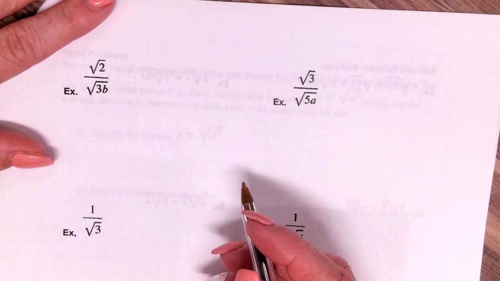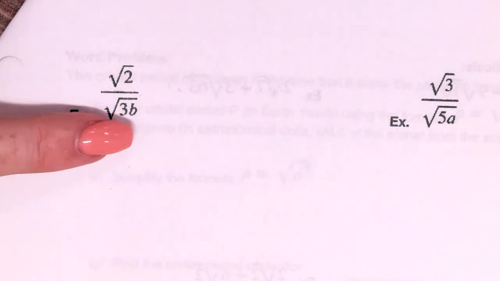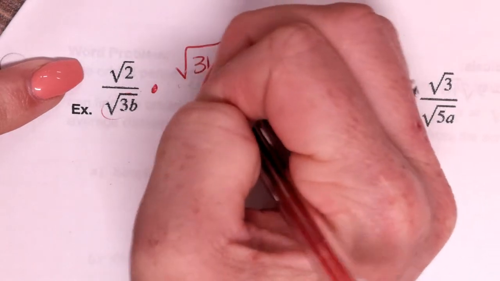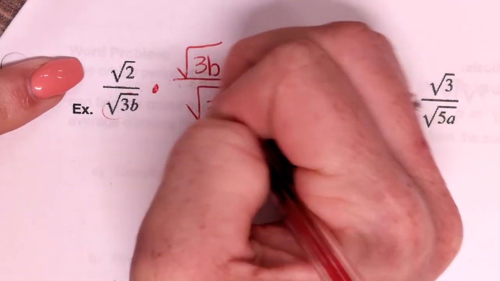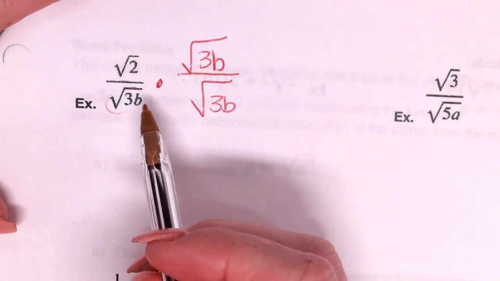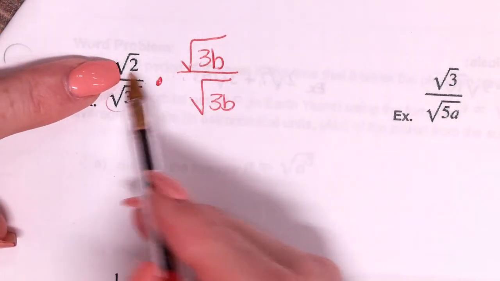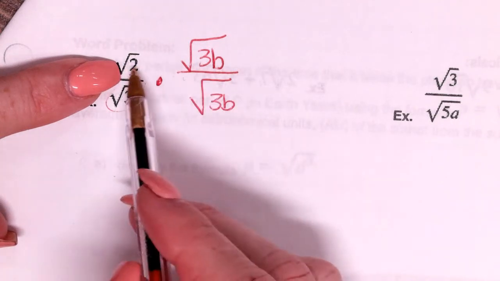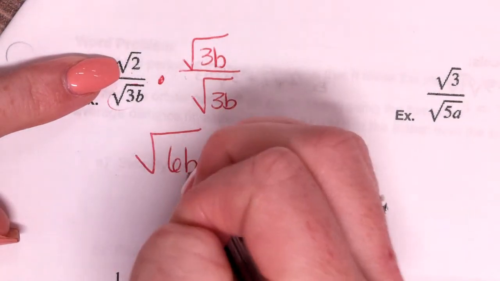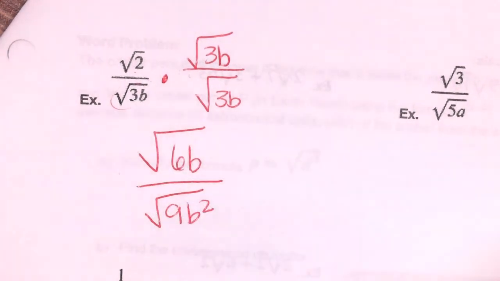Does it matter if it has a variable in it? No, you're going to do the exact same thing. Multiply it by this over itself. So times the square root of 3b over the square root of 3b. It will get rid of it every single time. The square root of 2 times the square root of 3b, what do I do with those? Multiply them. What's 2 times 3? So I have the square root of 6b over the square root of 9b squared.